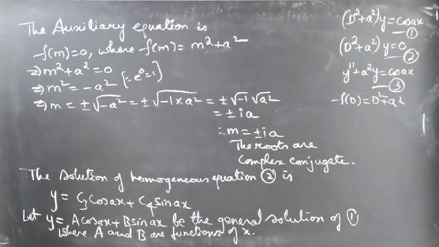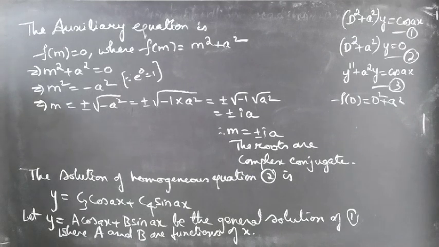Now we need to find A and B to write the general solution of the given equation. To find the general solution of equation 1, we have written y equal to A cos ax plus B sin ax, which is the general solution of equation 1. So it must satisfy equation 1.